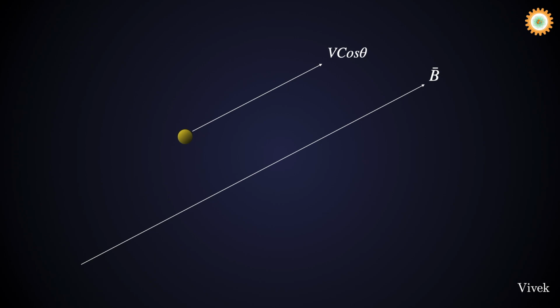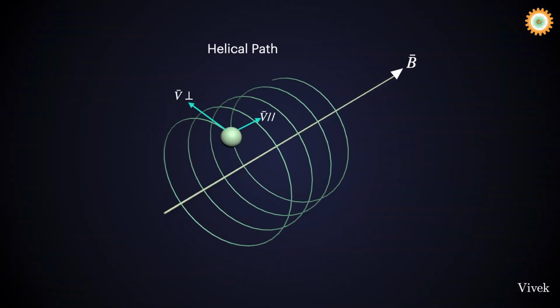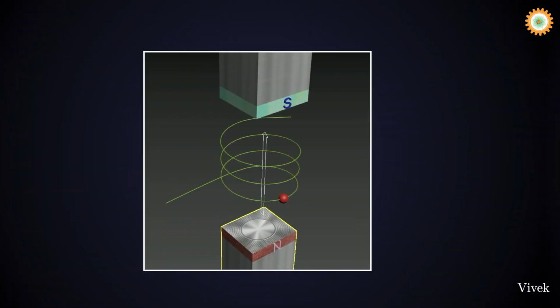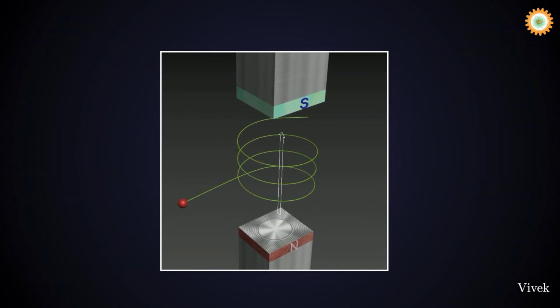So the charge has two motions combining, and we get a helical path for the charge motion. This is the helical motion of a charge through a magnetic field when a charge enters at an angle to the field. Remember, helical motion is also a circular motion, just that there is an additional velocity perpendicular to the plane of the circle.